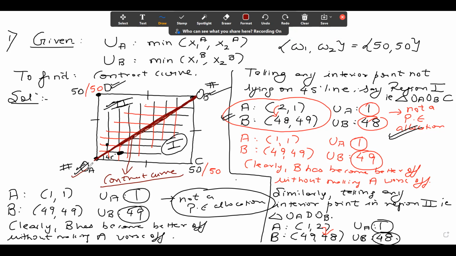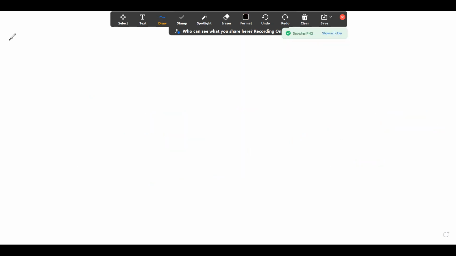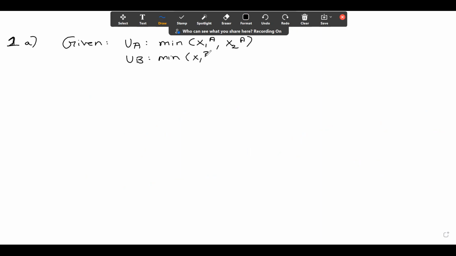Okay, hoping students have understood this. And what was the second part asking you? If I erase this off, the second part to this question was asking you that given that utility of A is min of x1A, x2A, and utility of B was min of x1B, comma x2B, and now the endowments are given to us as 100, 50. The endowments are now 100, 50.